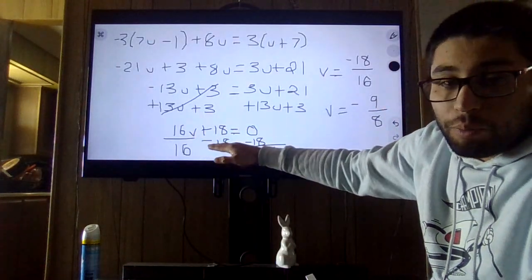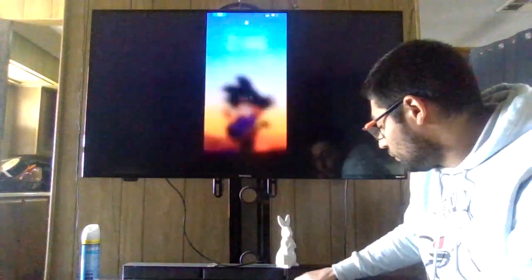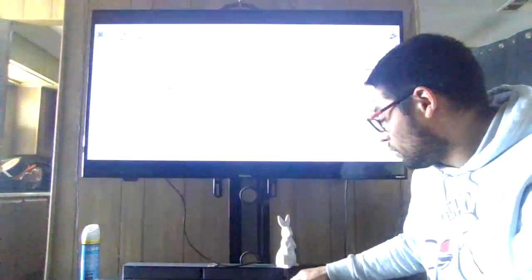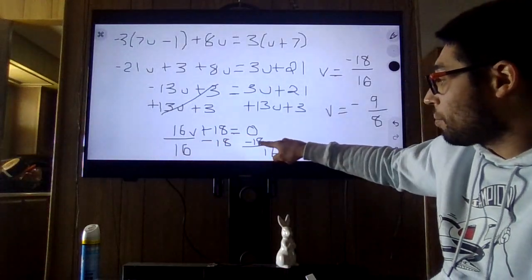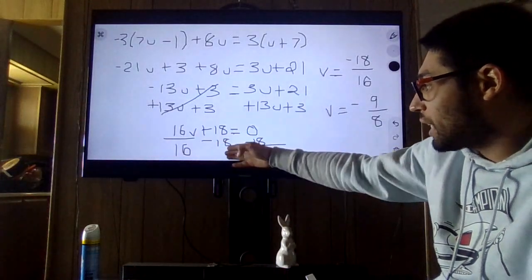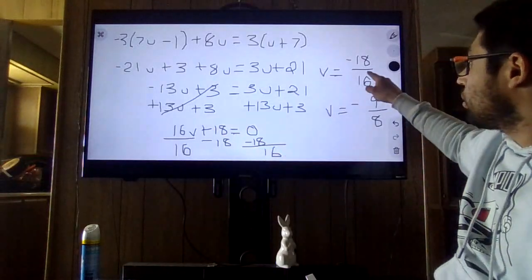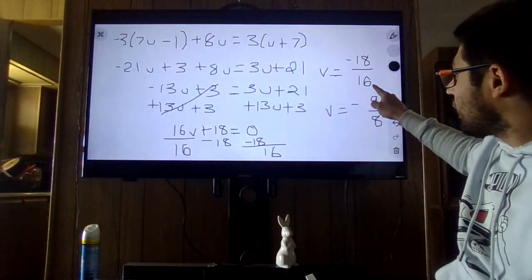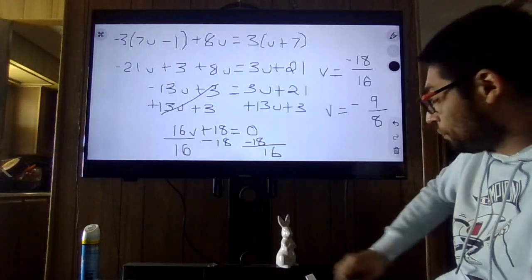So to get the u by itself, we're going to subtract 18, and then divide by 16. So it's going to be minus 18 on this side after we subtract the 18. Divide by 16 gives us u equal to minus 18 over 16. And after simplifying, it'll be minus 9 over 8.